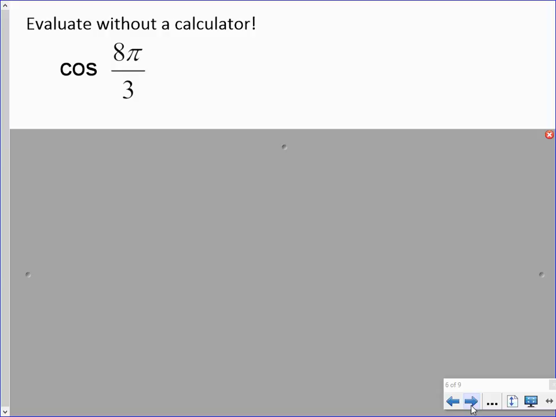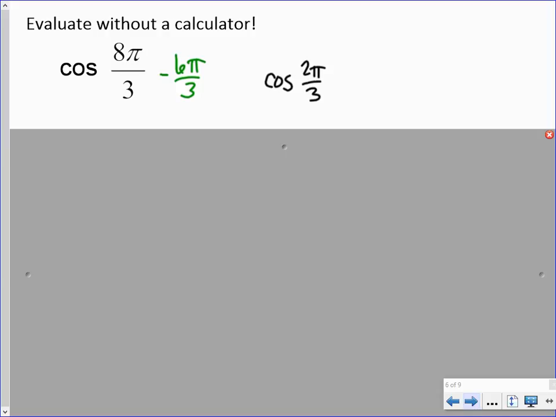Find the coterminal angle. Okay. So this is larger than 2 pi. 8 divided by 3 is like 2 2/3. So let's subtract 2 pi from 8 pi over 3. Thinking ahead, 2 pi with a denominator of 3 is 6 pi over 3, right? So I can kind of shortcut that. And so what it's really asking me is, in terms of a coterminal angle, what's the cosine of 2 pi over 3?